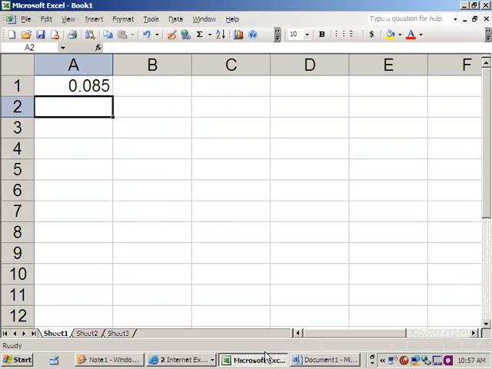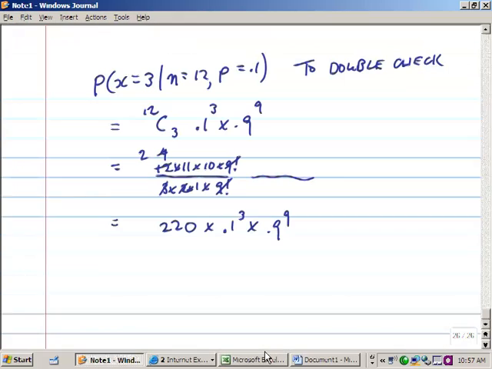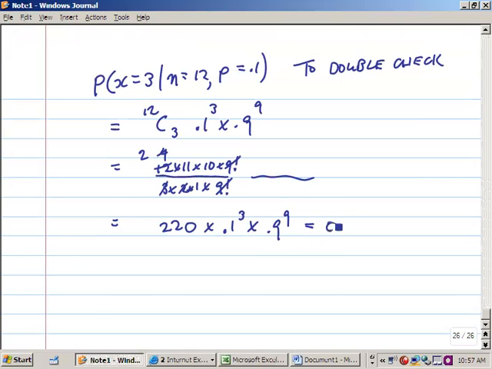Let's check that answer. Excel here. So this is equal to 220 times 0.1 to the third power times 0.9 to the ninth power, and hopefully we've done everything right here. And there it is, 0.08523, but that's the same number to 3 decimal places. Okay, so 0.0852. And we're feeling good about ourselves now.